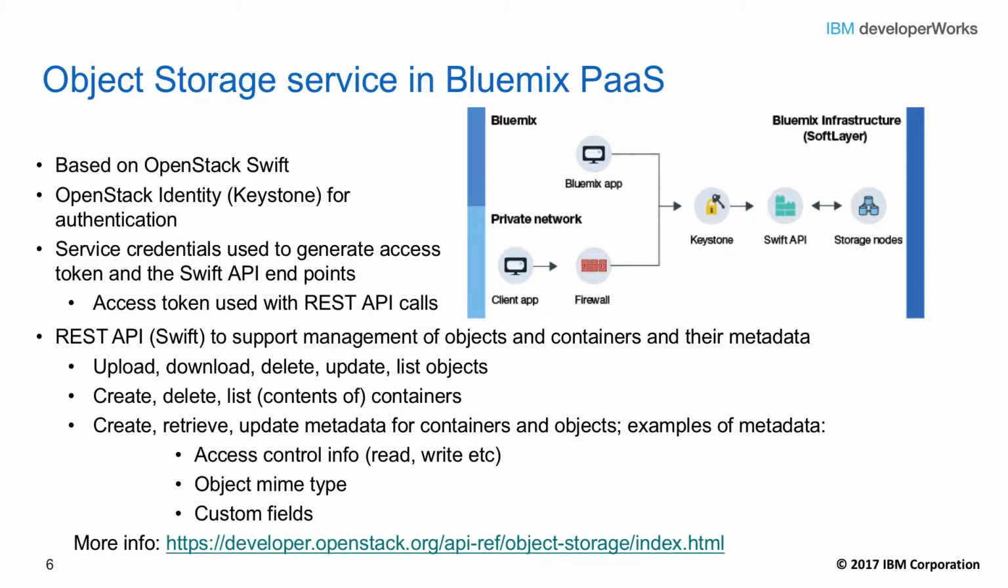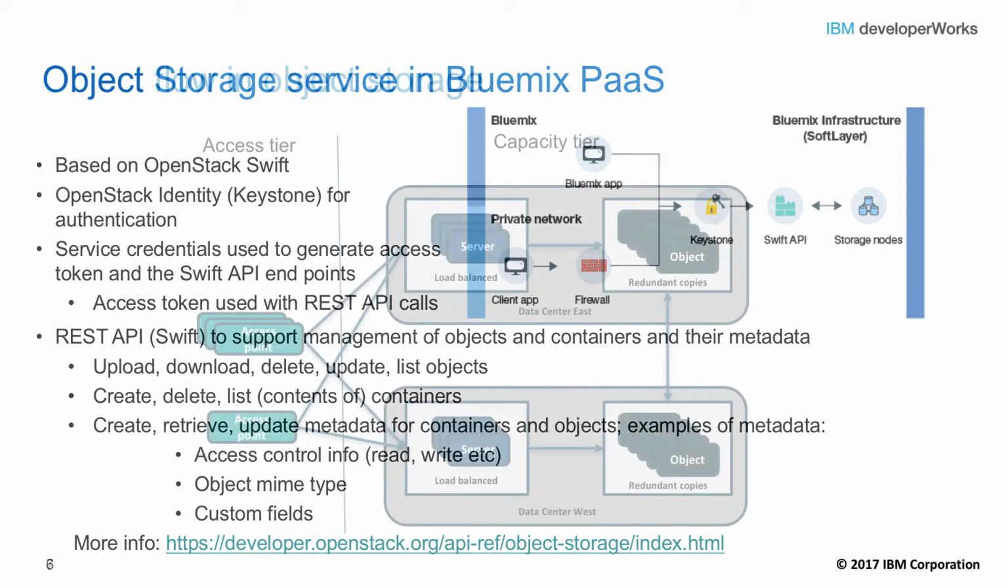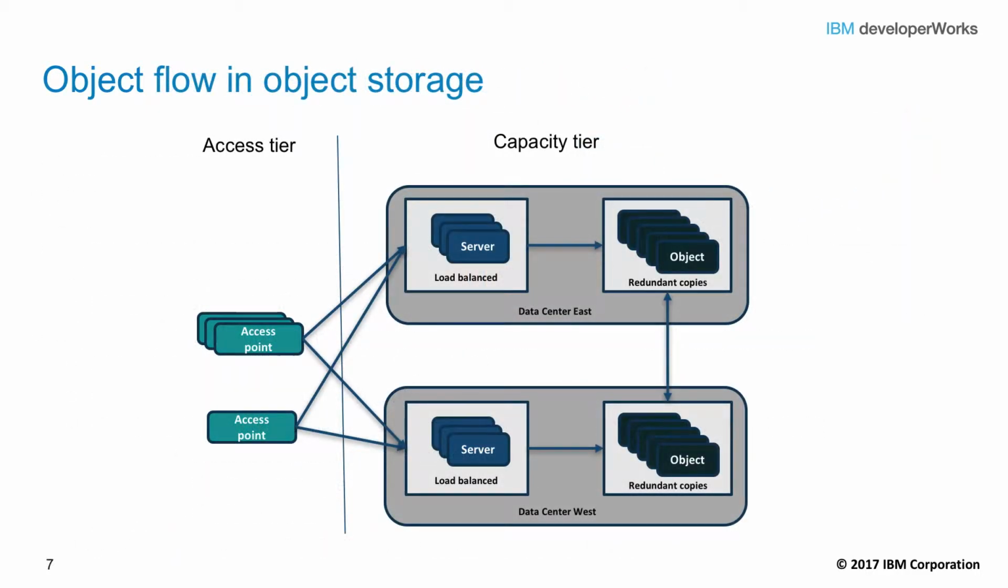Objects store the data content, such as documents, images, and so on. You can also store custom metadata with an object. The Swift object storage architecture provides separate access and capacity tiers that can be scaled separately. The access tier can be scaled for greater concurrency. It is a stateless, shared nothing architecture. The capacity tier handles the actual storage of objects and can be scaled out for greater capacity.